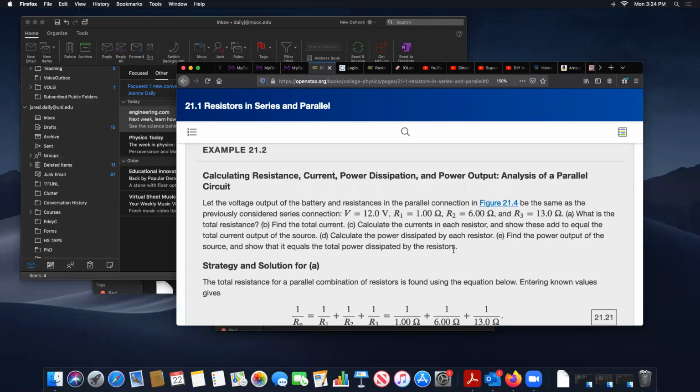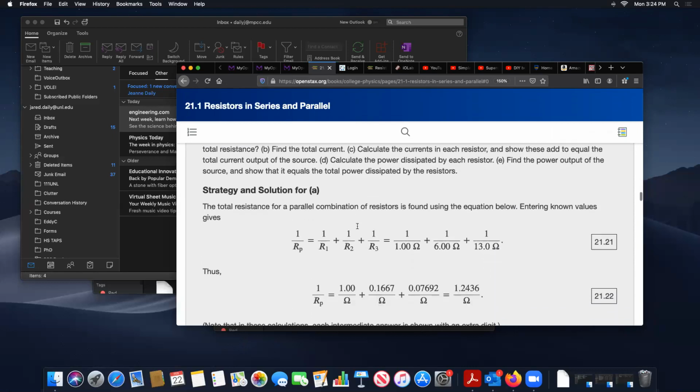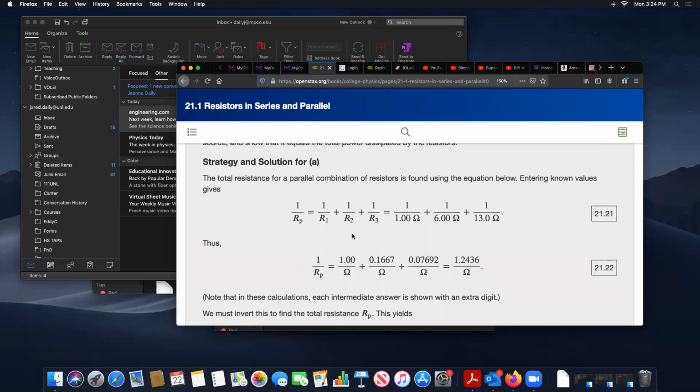So in this particular example, we have 3 resistors, 1 ohm, 6 ohms, and 13 ohms, connected in parallel with a 12 volt battery or something like this. And we want to know the total resistance of these resistors. Well, we add 1 over R1 plus 1 over R2 plus 1 over R3, and we get this value of 1.2436 per ohm. Well, that's not a resistance, that's an inverse resistance.